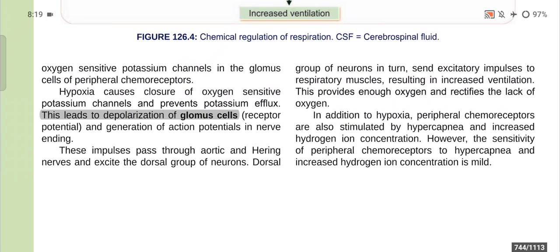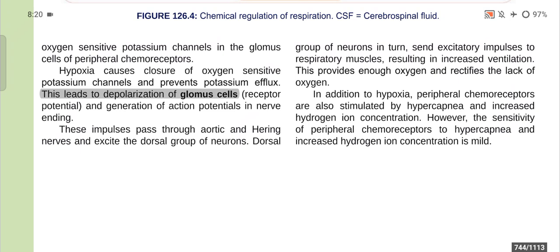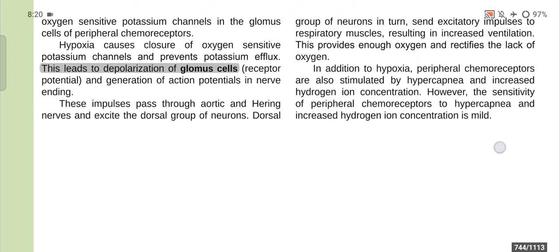which is a receptor potential, and generation of action potential in the nerve ending. These impulses pass through the aortic and Hering nerves and excite the dorsal group of neurons. The dorsal group of neurons in turn send excitatory impulses to the respiratory muscle, which results in increased ventilation. This provides enough oxygen and rectifies the lack of oxygen. In addition to hypoxia, the peripheral chemoreceptors are also stimulated by hypercapnia and increased hydrogen ion concentration. However, the sensitivity of peripheral chemoreceptors to hypercapnia and increased hydrogen ion concentration is mild.